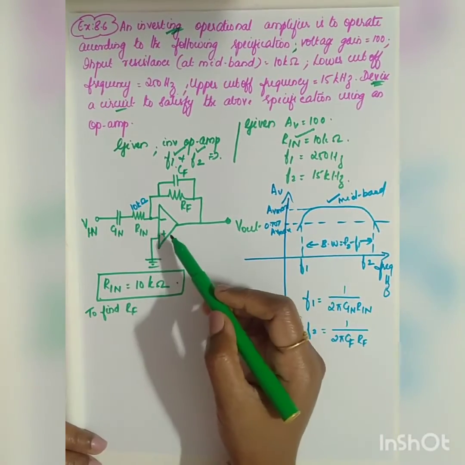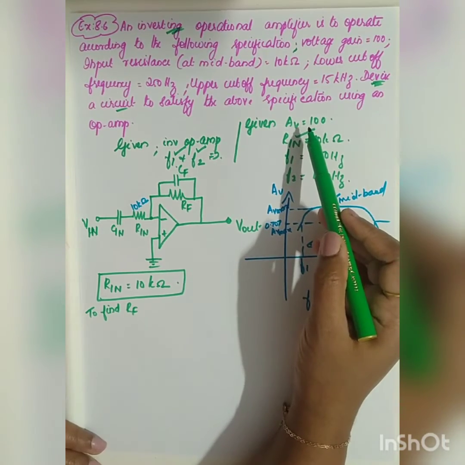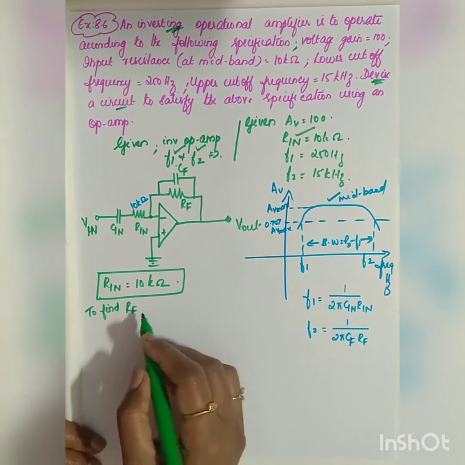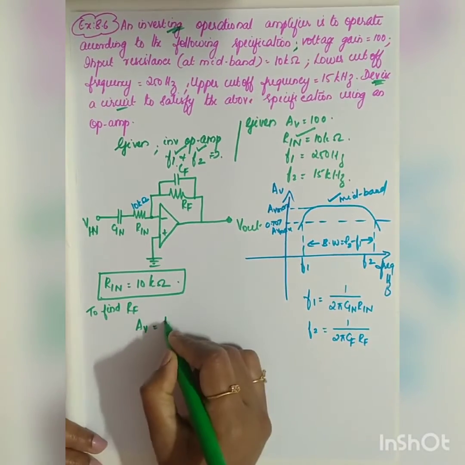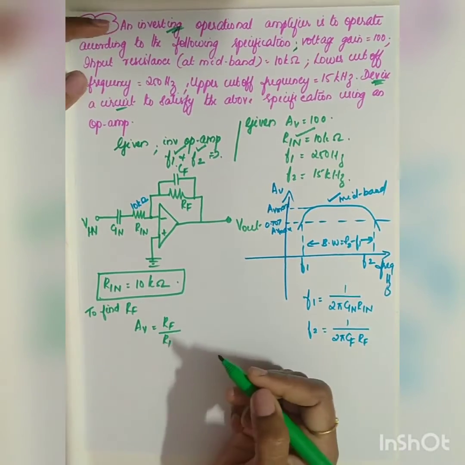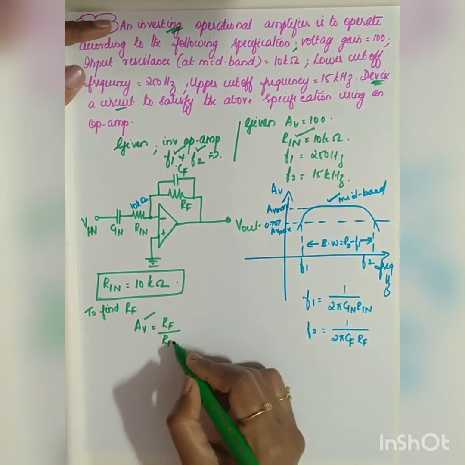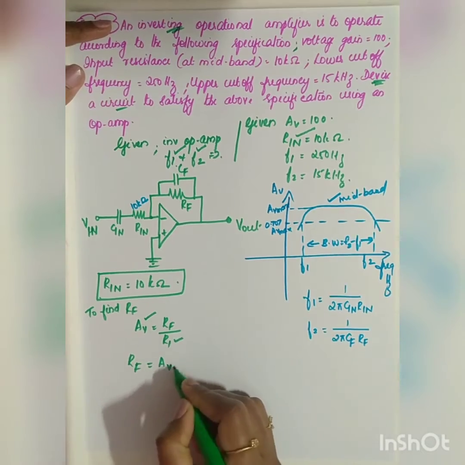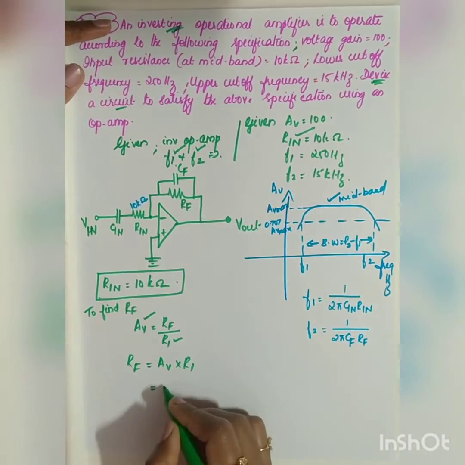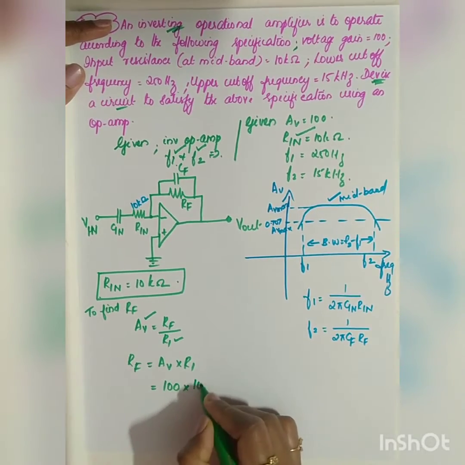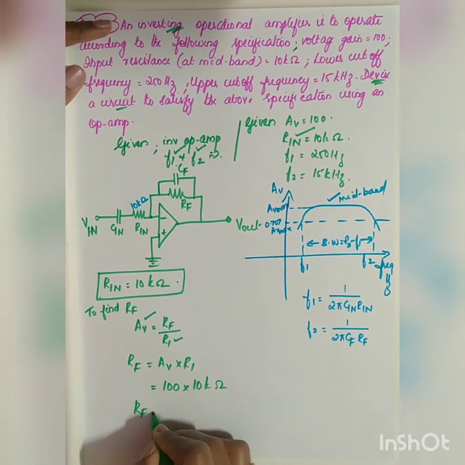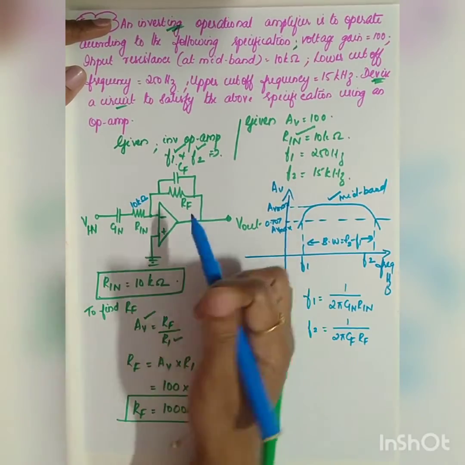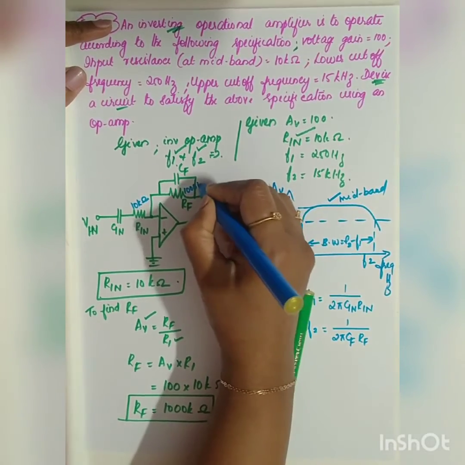It's an inverting amplifier and your voltage gain AV is given. In order to find out RF, it is enough to take the magnitude. So AV, for an inverting amplifier, is RF divided by R1. AV is given, R1 we have found out. So RF is equal to AV into R1, which is 100 into 10 kilo ohm. So RF will be equal to 1000 kilo ohm. So we have now got your second value: RF is equal to 1000 kilo ohm.